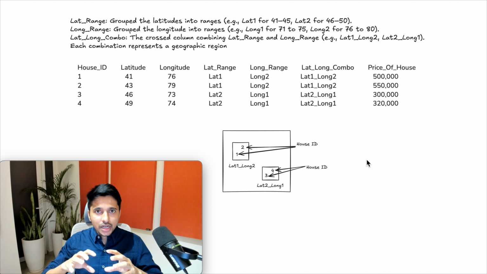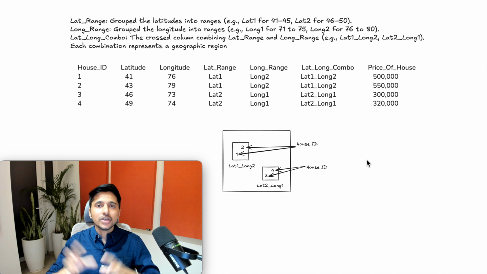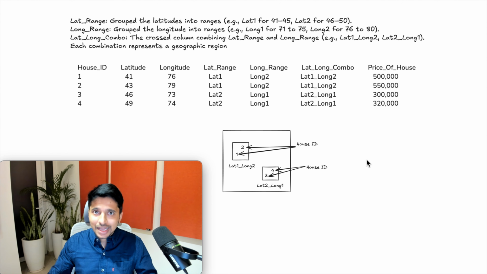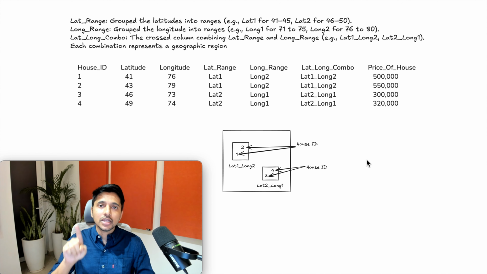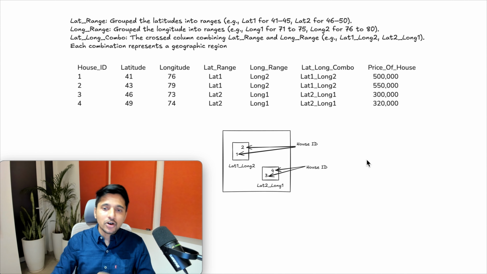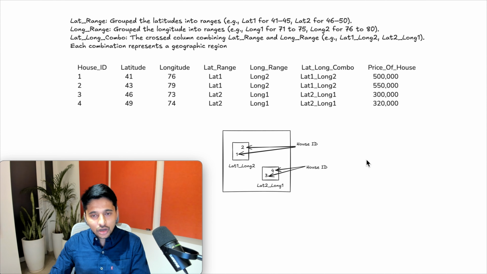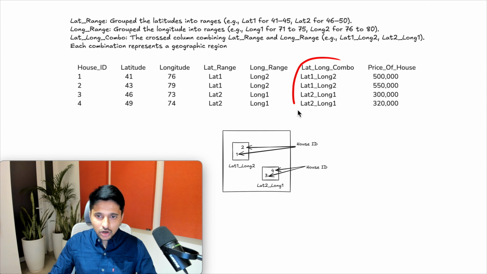So here we combined two columns to create a new column out of that, and that is called crossed column feature engineering. And why have we done that? Because the price of the house highly depends on the area, not just on the latitude and on the longitude. It highly depends on the particular area. So because of that, we created a new column by combining multiple columns, and we were able to create a new column which represents the area.